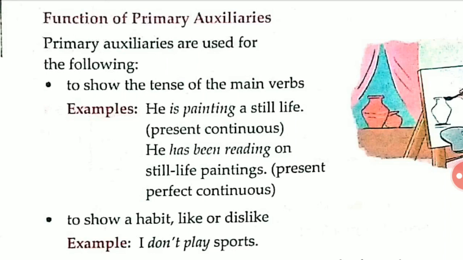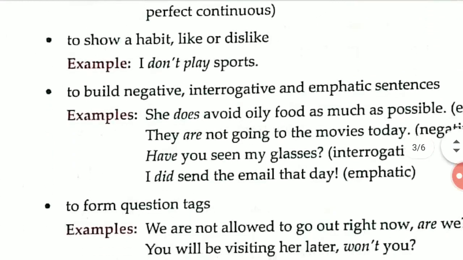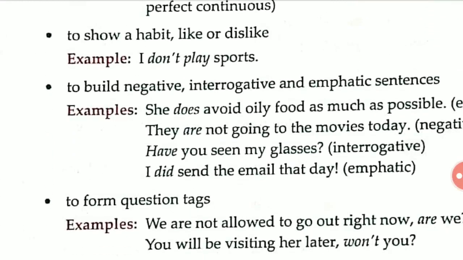"He has been reading on still life painting." Okay, so it is present perfect continuous. So we are using primary auxiliary verbs to show the tense of the main verb. Okay, why are we using these primary auxiliaries?